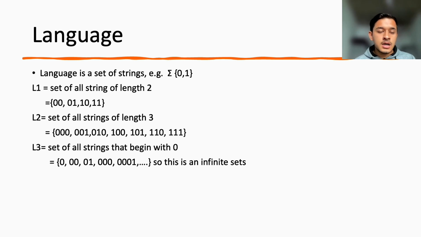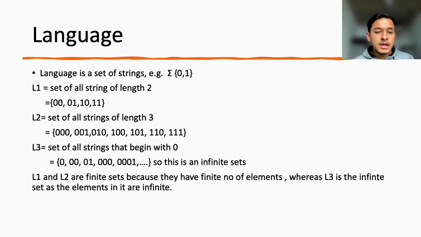Let us take the language L3, which is the set of all strings that begin with 0. This is the set of all elements that start with 0, having the first symbol as 0 and so on. In the language L3, we cannot list all the elements that will be in the set, so this one is an infinite set, and the languages L1 and L2 are finite sets. We can conclude that L1 and L2 are finite sets because they have a finite number of elements, whereas L3 is an infinite set as the elements in it are infinite.